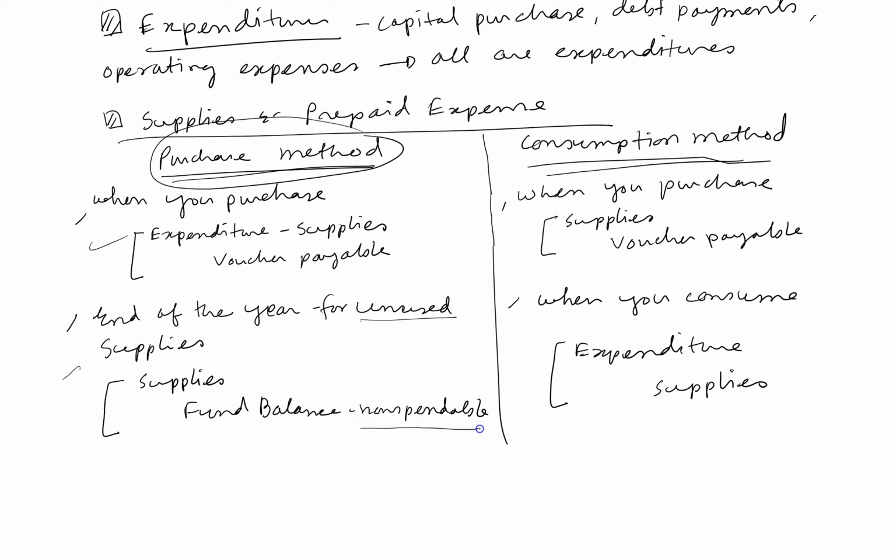For fund balance there are different categories, and it is labeled under the non-spendable fund balance, because you cannot use it, since this balance is for those supplies.